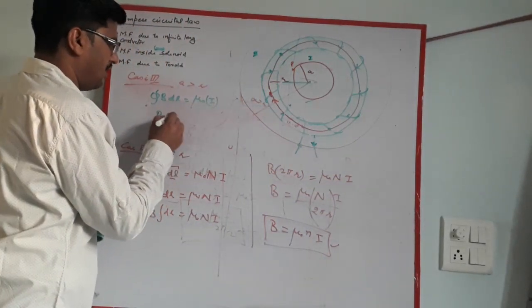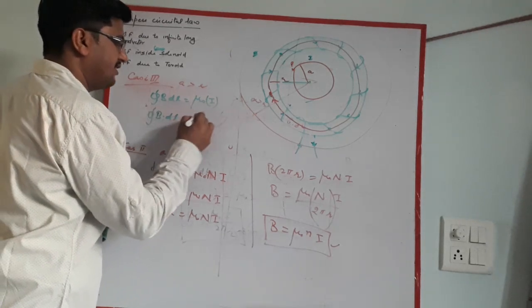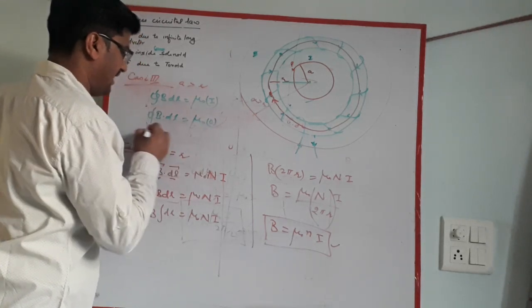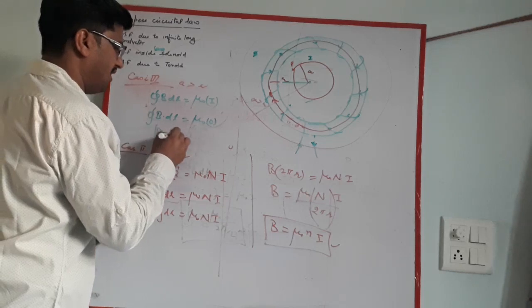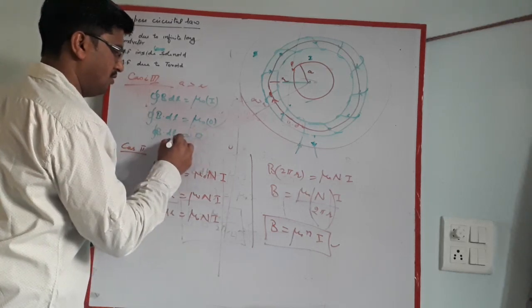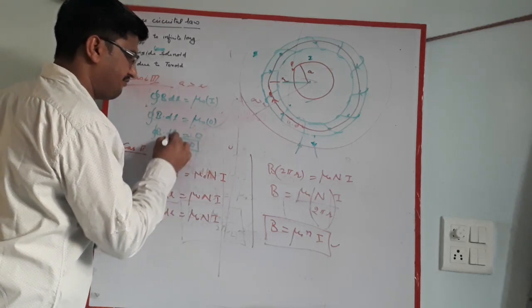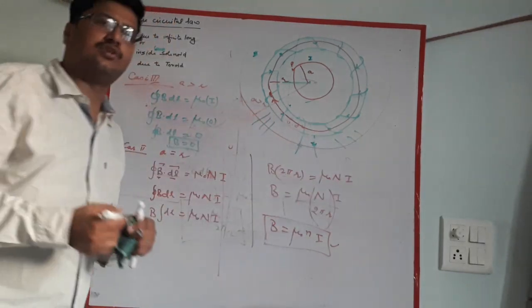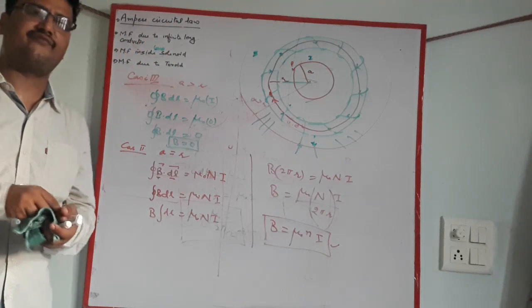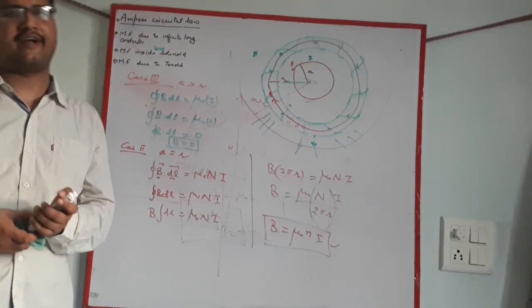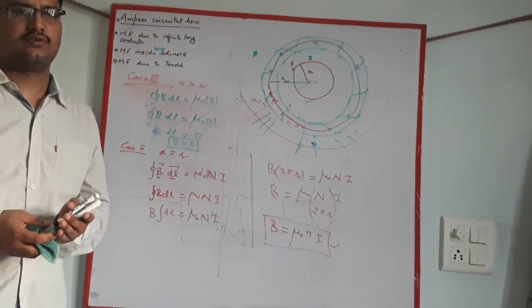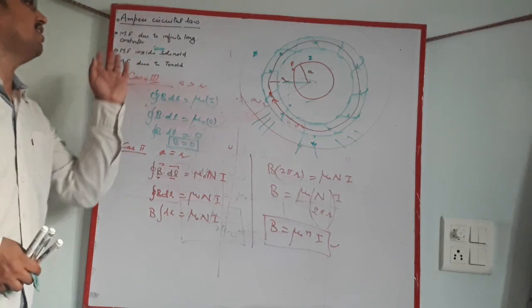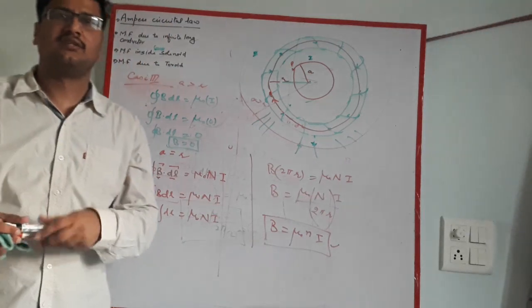Again, the line integral of B dot dl is equal to mu naught into 0. That is, B dot dl is equal to 0, meaning B is equal to 0. Therefore, in this region also the magnetic field is 0. So this is the way we can find the magnetic field due to a toroid also. This was all about Ampere's second law and its application. Thanks.